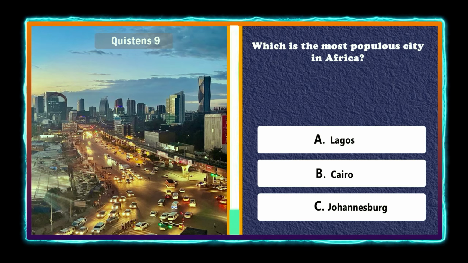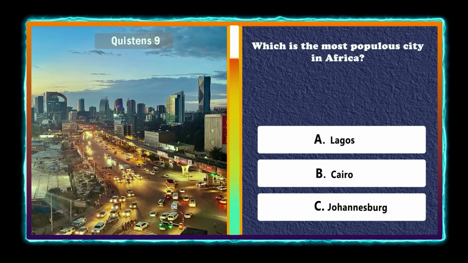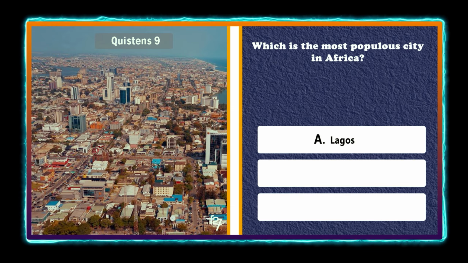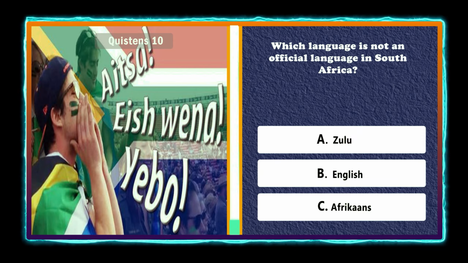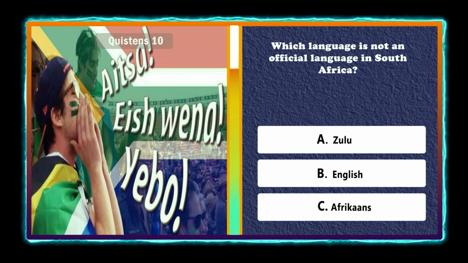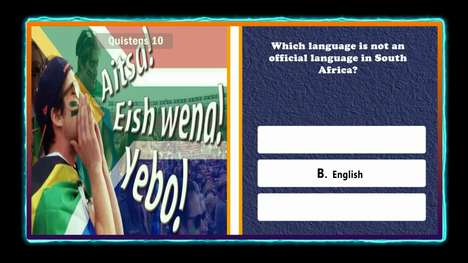Which is the most populous city in Africa? Lagos. Which language is not an official language in South Africa? English.